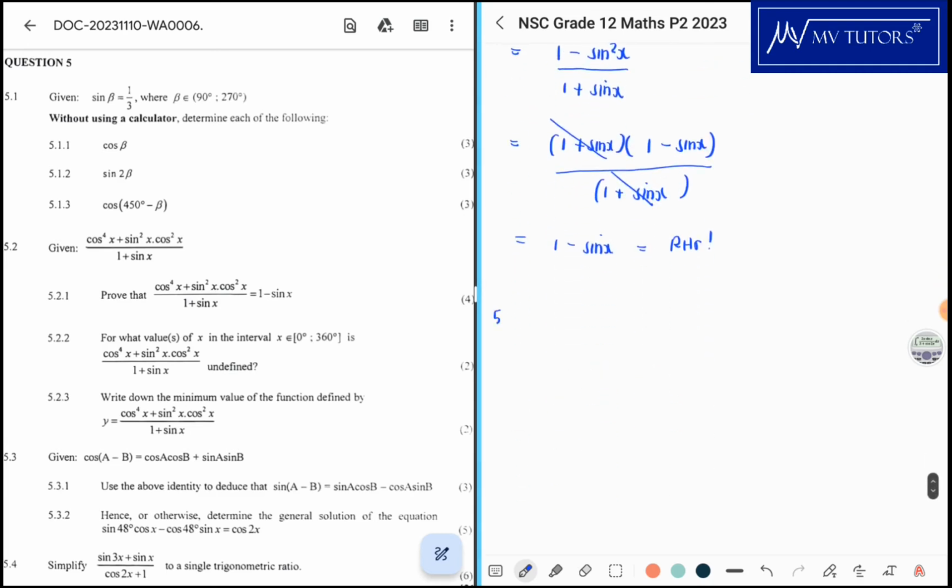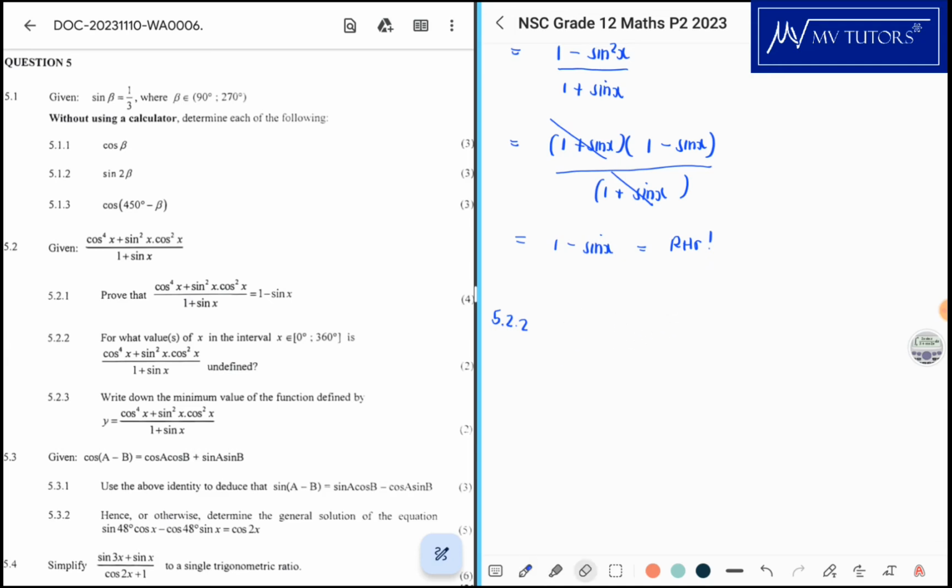Now let's get to 5.2.2. It says, for what values of x in the interval from 0 to 360 is that entire sum undefined? If it's undefined, according to me, if you have a over b and I want to know what values make this fraction undefined, I know that I need to ensure that b is not equal to 0, because if b is equal to 0, then it is undefined.